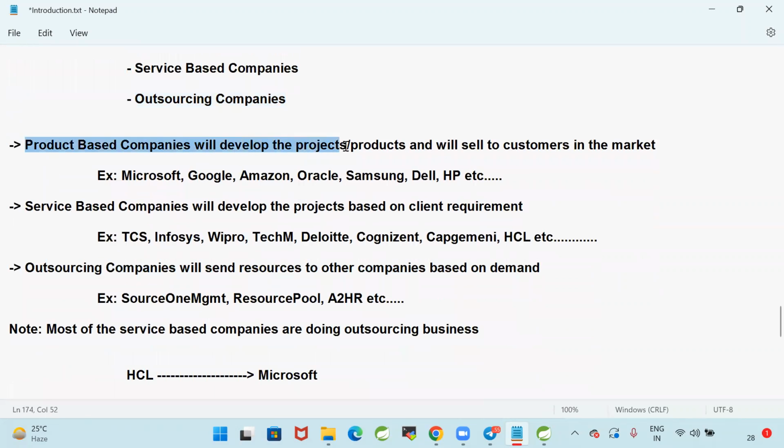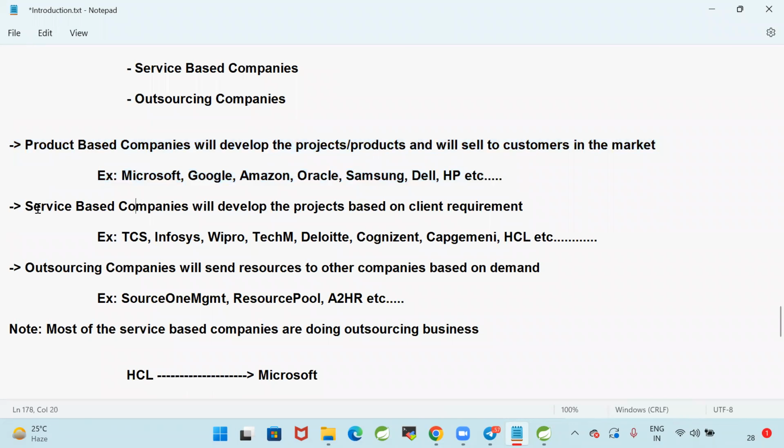Product based companies will develop the projects or products and will sell to customers in the market. That means those company people will do R&D. They will understand the market requirement. And they will develop a project and they will sell the project to the people in the market. So such kind of companies are called product based companies. Microsoft, Google, Amazon, Oracle, Samsung, Dell, HP, such kind of companies are called product based companies.